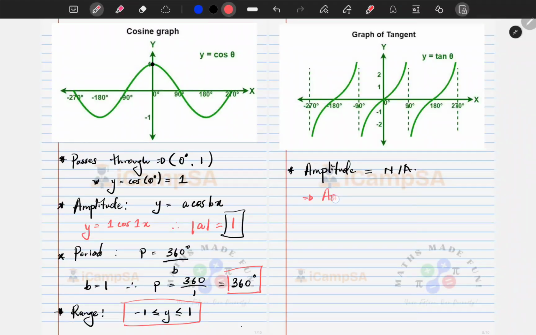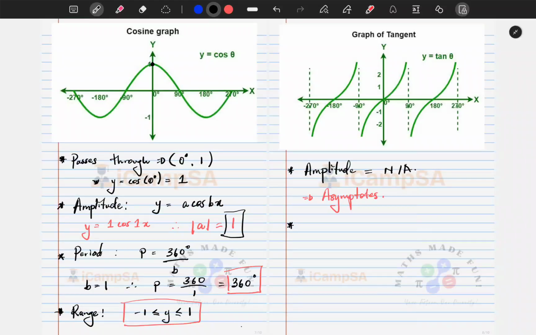So we only talk about the asymptotes here. Great. And then in terms of the period, the period of a tangent graph is 180.